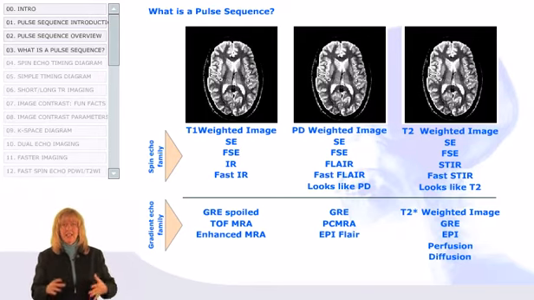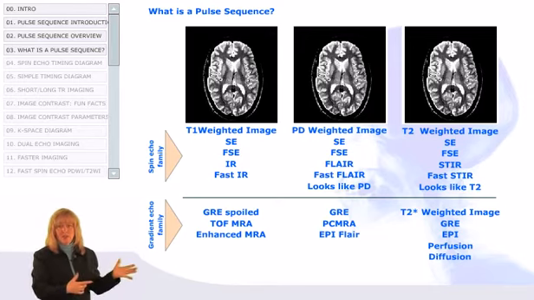The other family is the gradient echo family. The gradient echo family is usually a little bit quicker to acquire and usually a little bit poorer in image quality because of artifacts. And so we'll talk about why that occurs in just a little bit.